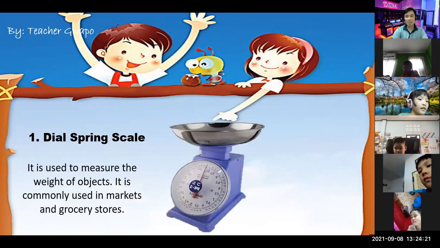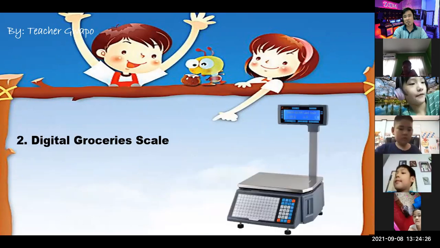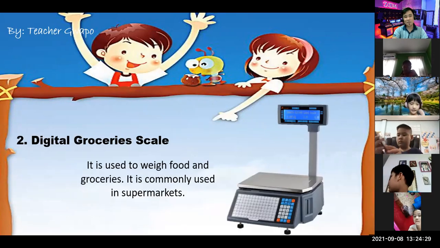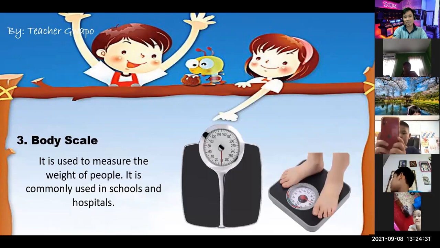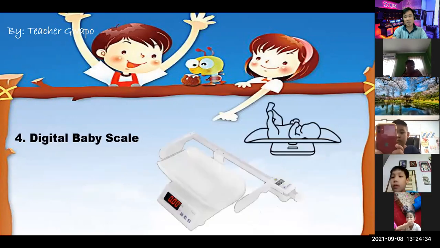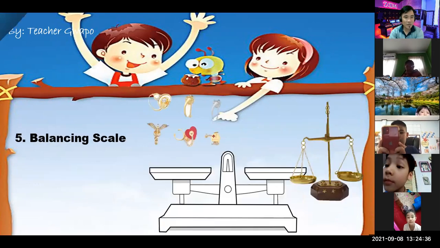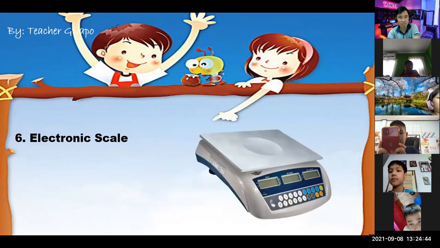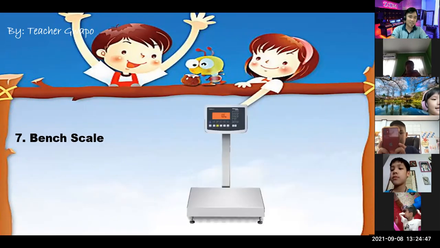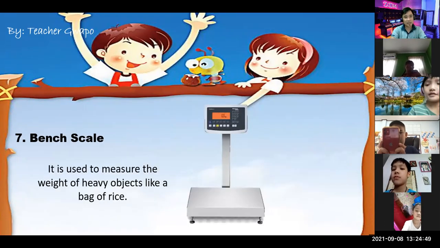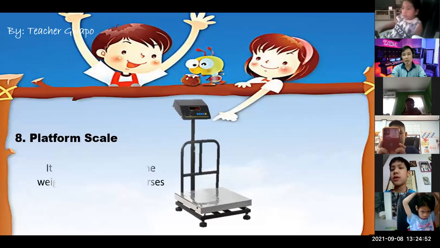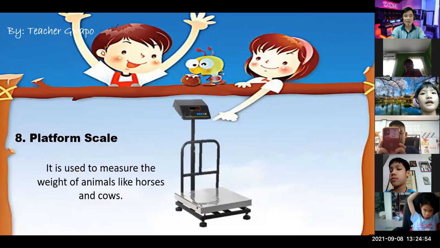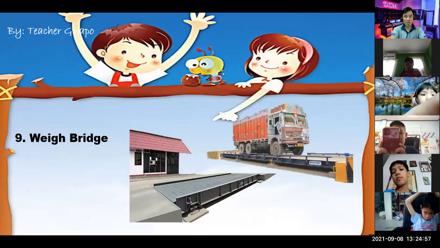Again, number 1, dial spring scale. Number 2, digital grocery scale. Number 3, body scale. Number 4, digital baby scale. Number 5, balancing scale. Number 6, electronic scale. Number 7, bench scale. Number 8, platform scale. And number 9, weigh bridge.